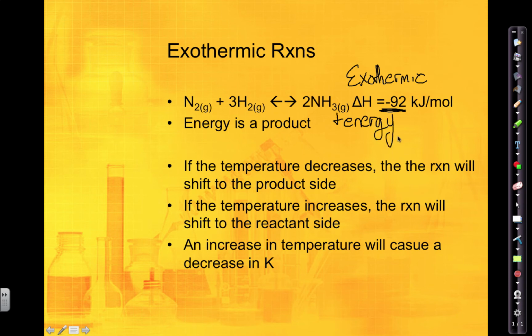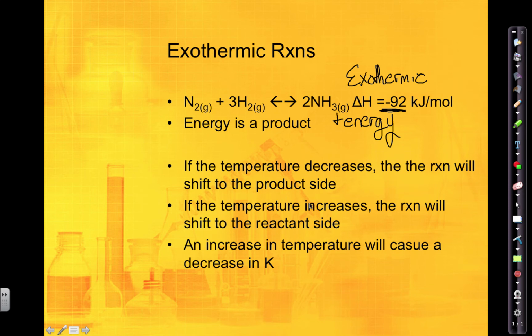So once I know this, I treat it the same way that I treat concentration. If temperature decreases, that means I take away energy. The reaction is going to shift to the product side to make more energy. So it's going to shift to the side that energy is on. If I take something away, it shifts to the side that it's on. If I add something, it's going to shift to the opposite side.